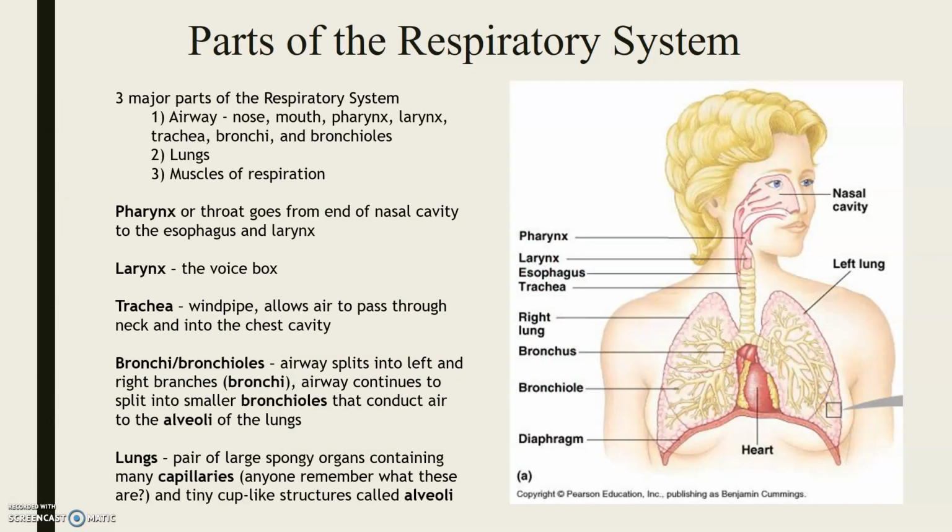So now let's break down the individual portions of the respiratory system. I want you guys to study this illustration to the right and diagram very carefully, because I will have you label a few parts of this in our quiz coming up on Wednesday.